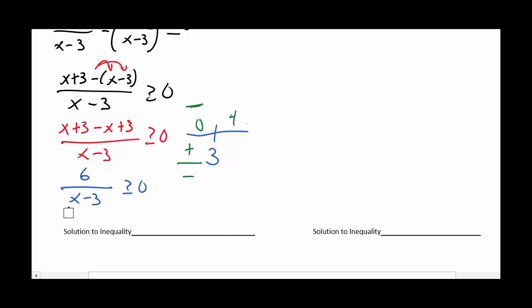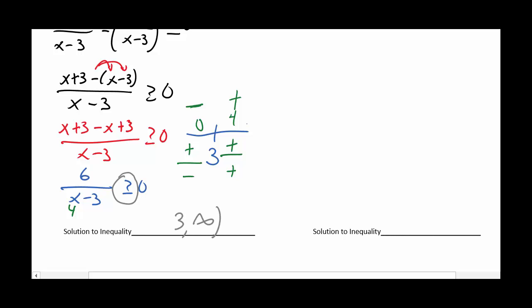Let's do that same thing with 4. We have 6 up top, so that's positive, and then 4 minus 3 is a positive. So a positive over a positive is positive, right? Looking at our sign chart, what do we care about? We want anything bigger than or equal to 0, so we want positives, and that's the stuff bigger than 3. So I'm going to write 3 out to infinity.